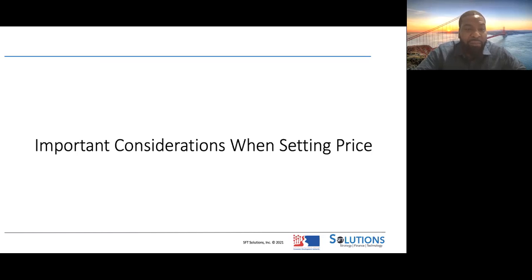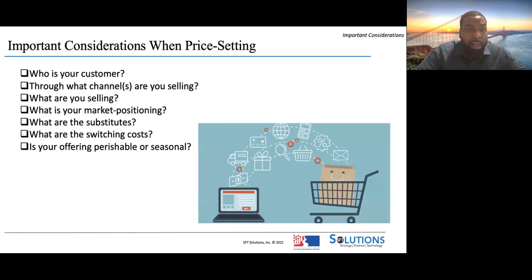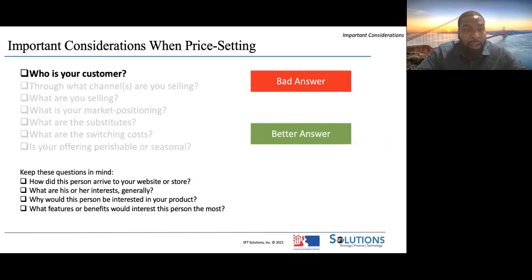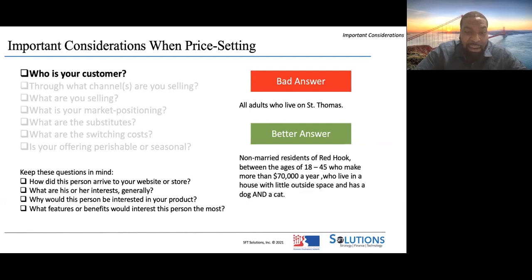All right. So a few important considerations when setting price. The first question is, who is your customer, right? So if I were to open a vet business in St. Thomas, a bad answer would be all adults who live on St. Thomas. A good answer would be non-married residents of Red Hook between the ages of 18 and 45 who make more than 70 grand a year, who live in a house with little outside space and have a dog and a cat. Do you guys see the difference between those 2 answers and how knowing exactly who your customer is or who you're targeting can lead to better results as far as pricing and marketing?